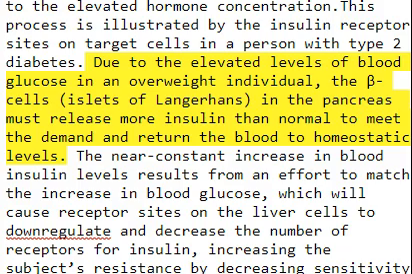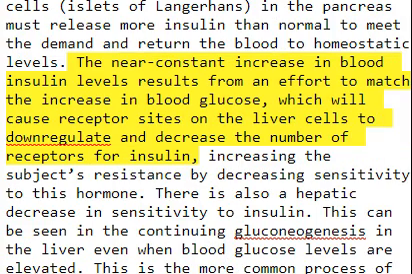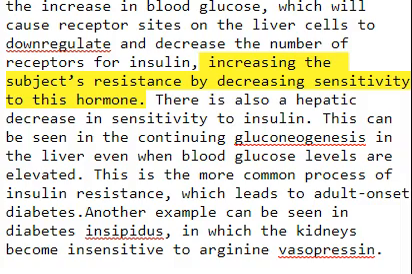Due to the elevated levels of blood glucose in an overweight individual, the beta cells, islets of Langerhans, in the pancreas must release more insulin than normal to meet the demand and return the blood to homeostatic levels. The near-constant increase in blood insulin levels results from an effort to match the increase in blood glucose, which will cause receptor sites on the liver cells to downregulate and decrease the number of receptors for insulin, increasing the subject's resistance by decreasing sensitivity to this hormone.